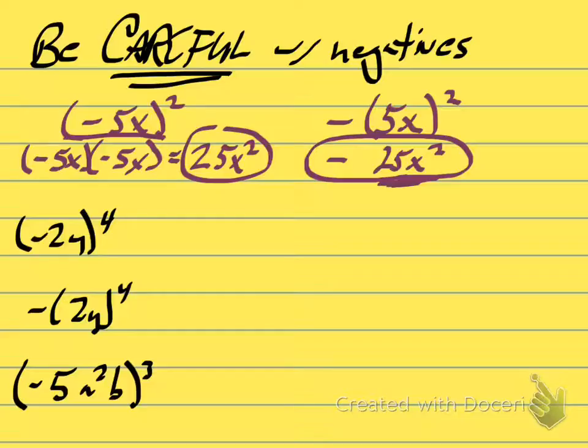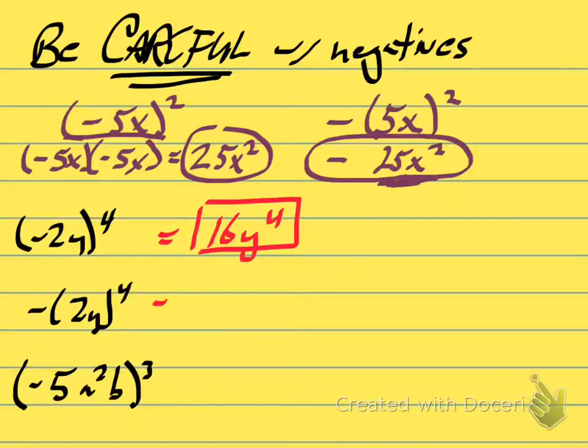This first one, we're taking negative 2y to the 4th power. So negative 2 to the 4th power is going to be negative 2 times negative 2 times negative 2 times negative 2. There's an even number of negatives, so again, just like above, they cancel out, and I get a positive 16. y to the 4th power is just that, y to the 4th power. So I get a positive 16y to the 4th.